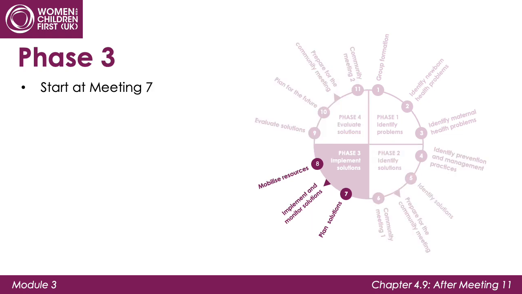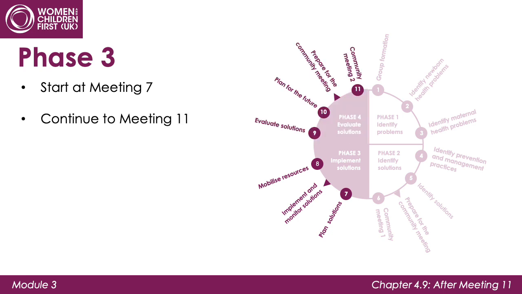If the groups decided to start meeting in phase 3, then the facilitator should start with meeting 7 and guide the group from there through the whole cycle up to meeting 11. Again, since the groups will have greater capacity, having already completed one PLA-MNH group cycle, they may be able to meet more frequently.